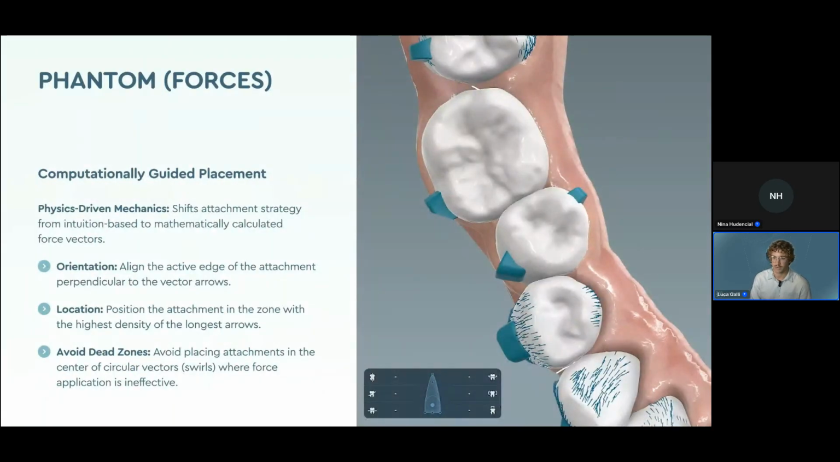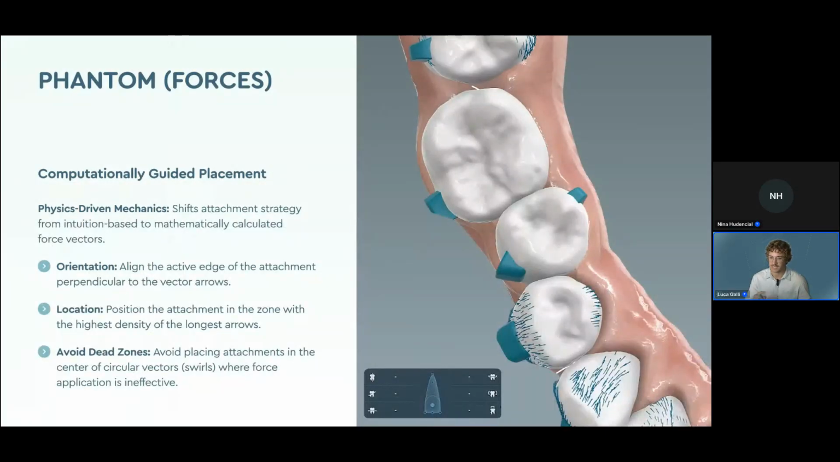And there are three practical rules I keep in mind for this. So first, orientation. You want the active edge of the attachment to be essentially perpendicular to the main vector direction you're trying to express. Second, you place the attachment where the system shows the highest density of the longest arrows. That's where you're getting the most meaningful force application. And third, avoiding dead zones.